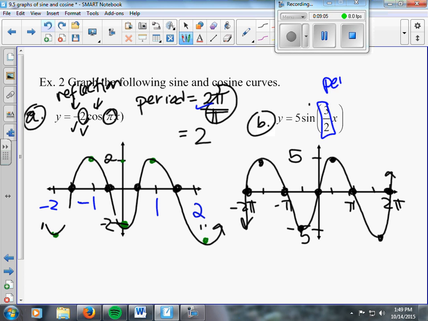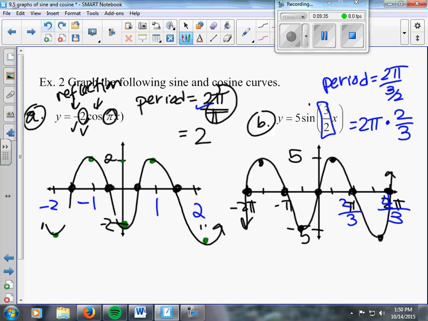So now my period is going to change. It will be 2 pi divided by 3 halves. Now, when you divide by a fraction, there's a much simpler way of doing that. Instead, we should multiply by the reciprocal. To multiply by the reciprocal, we flip the bottom fraction and multiply by that. So I was dividing by 3 halves. That's the same as multiplying by 2/3. And so I'm going to adjust my x-axis by multiplying by 2/3. So 2 pi times 2/3 was 4 pi thirds.